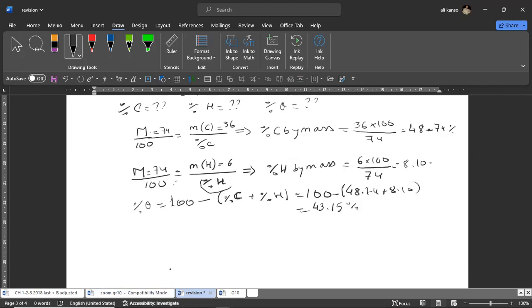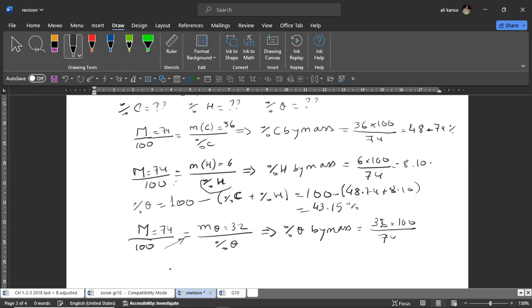Or you can do the same as above. Molar mass over 100, where the molar mass is known as 74 gram per mole, equals the mass of oxygen, which is 32, divided by the percentage of oxygen. Cross multiply: 32 times 100 divided by 74. The answer will be approximately 43.15.